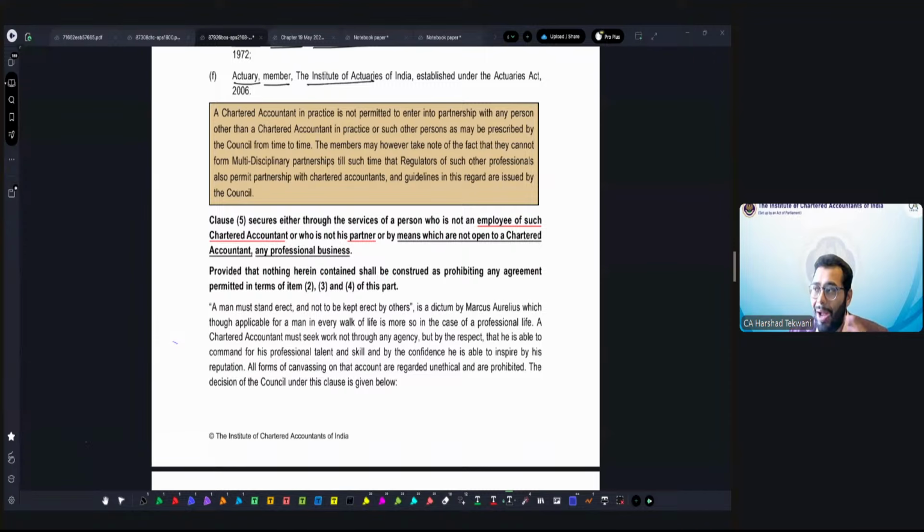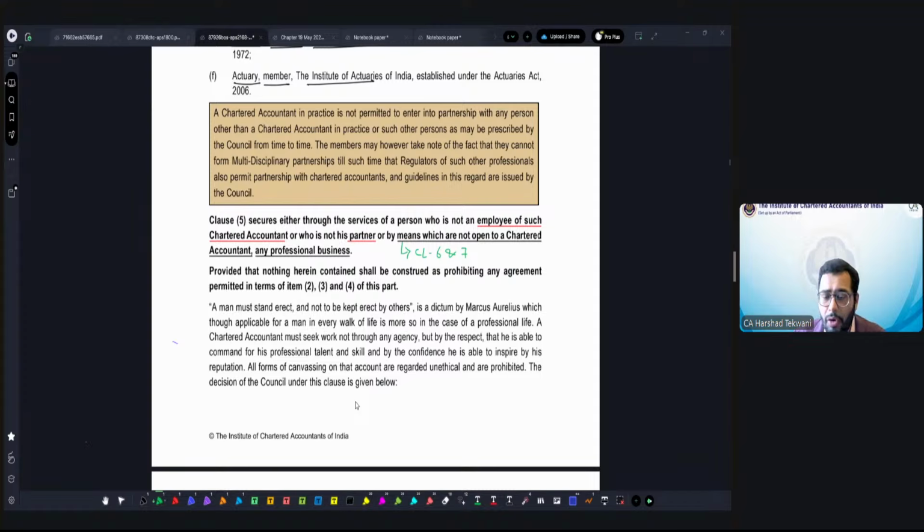So, to understand these things, means not open to a chartered accountant, we will do a detailed discussion when we reach clause number 6 and 7. As of now, you can park it. Over there, we will discuss in detail what are these means which are not open to a chartered accountant.